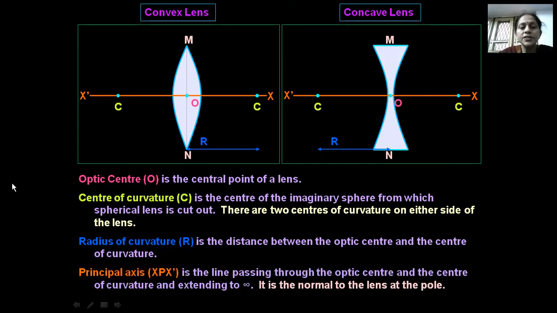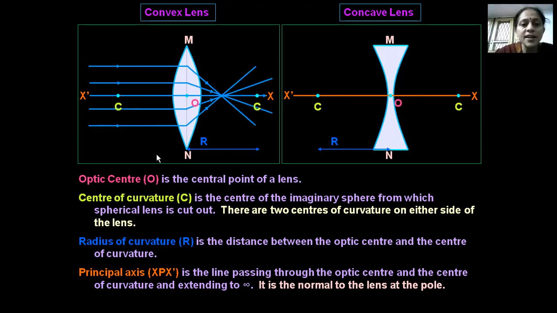See here, children, X dash is the principal axis, the line passing through the optical center, and it can be extended both ways. What is MN? It is known as the aperture, the diameter of the lens. See the parallel rays coming and converging. What will be the name of this point? Tell me. Yes, it will be the focus of the convex lens.